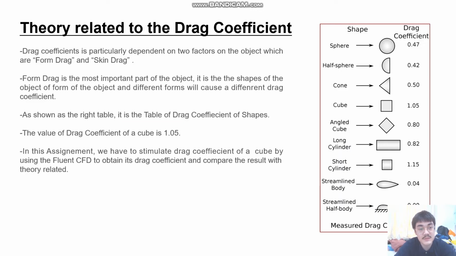So the drag coefficient is particularly dependent on 2 factors of the object, which are form drag and skin drag. Form drag is the most important part of the object. It is the shape or form of the object, and different forms will cause different drag coefficients. As shown in the table on the right, it is the table of drag coefficients of shapes. The drag coefficient of a cube is 1.05. In this assignment, we have to simulate the drag coefficient of a cube by using fluid CFD to obtain its drag coefficient and compare the result with the related theory.